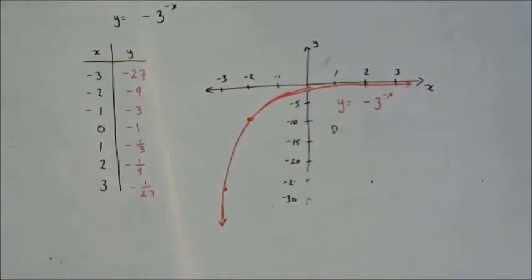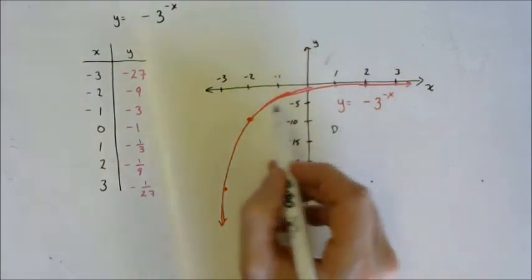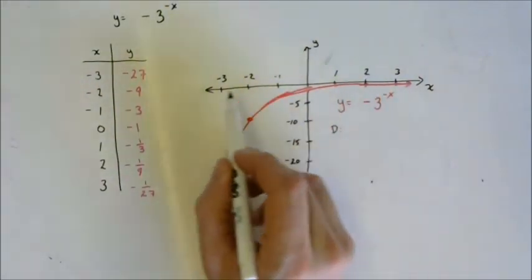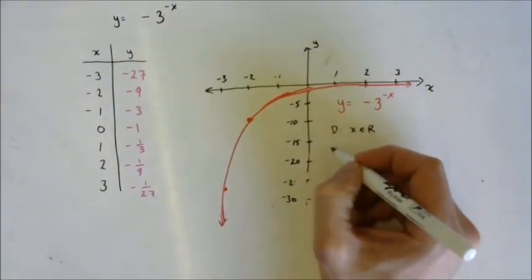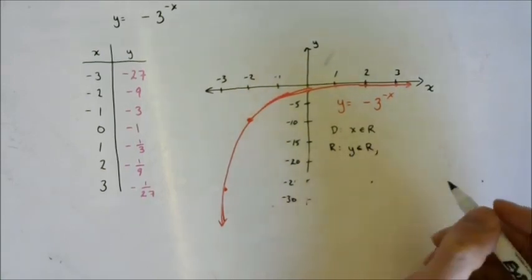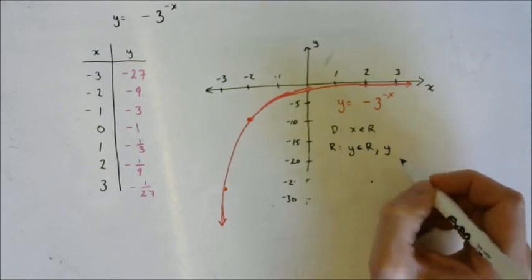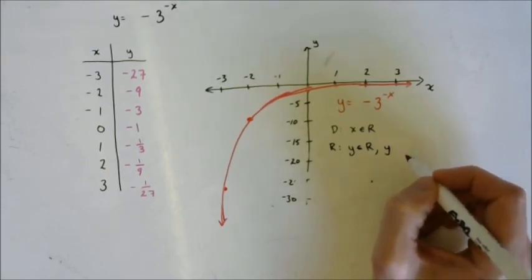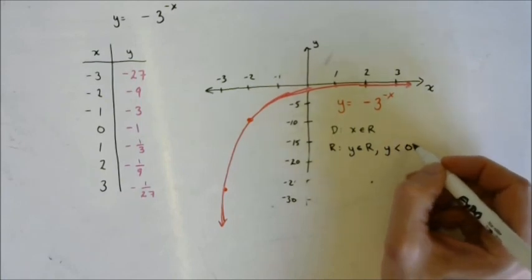Discuss. Domain. Any restriction on the domain? Any x values that I'm not allowed to put in here? You're allowed to put all of x belongs to the set of real numbers. Range. Any y values not included in this function? Any numbers above 0? So all numbers are less than 0. Okay, so all of our y values are less than 0.